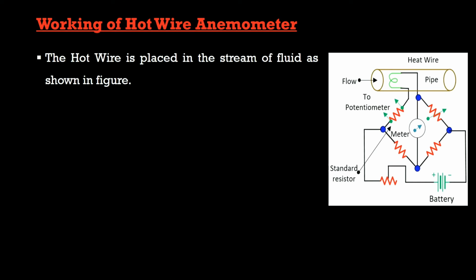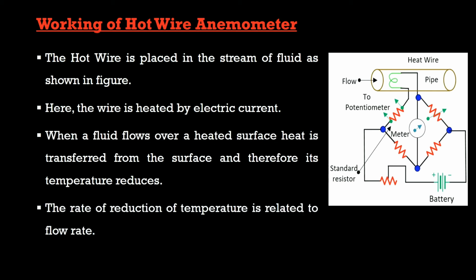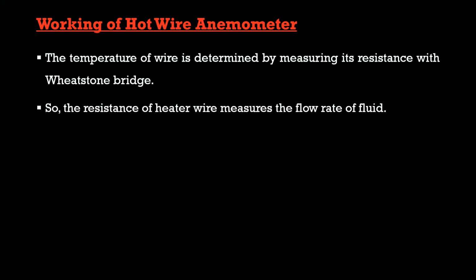Now let us see the working of a hot wire anemometer. The hot wire is placed in the stream of fluid as shown in the figure. Here the wire is heated by electric current. So when a fluid flows over a heated surface, heat is transferred from the surface and therefore its temperature reduces. The rate of reduction of temperature is related to flow rate. The temperature of the wire is determined by measuring its resistance with Wheatstone bridge. So the resistance of heater wire measures the flow rate of fluid.